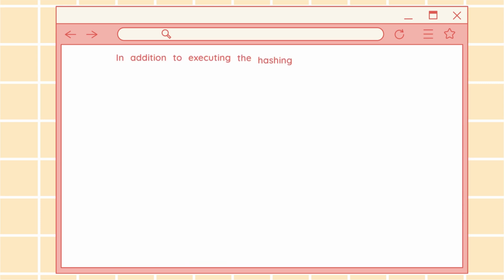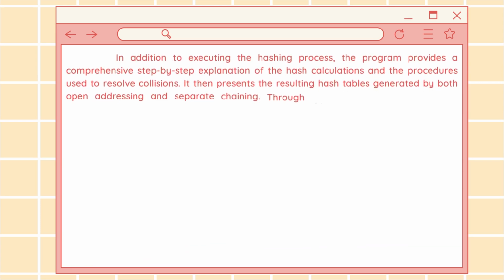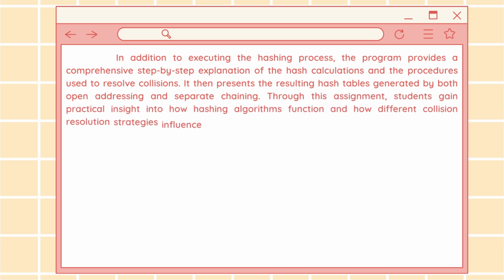In addition to executing the hashing process, the program provides a comprehensive step-by-step explanation of the hash computation and the procedure used to resolve collision. It then presents the resulting hash table generated by both open addressing and separate chaining. Through the assignment, students gain practical insight into how hashing algorithms function and how different collision resolution strategies influence the organization and efficiency of data storage in hash tables.